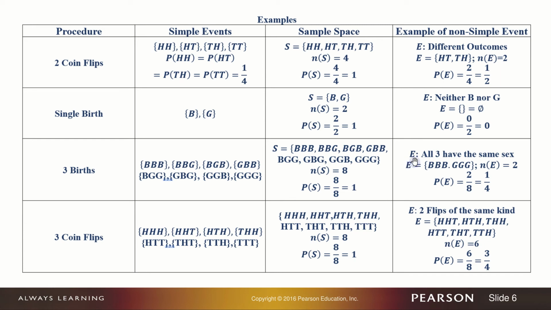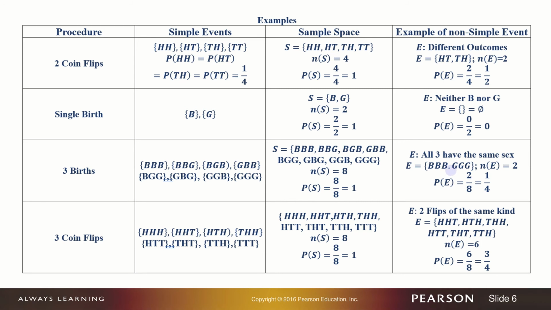Now, what about this non-simple event? What if you want to consider all three babies having the same sex? Notice that that event would comprise these two possible outcomes. This is supposed to be a comma here. For some reason, it became a period. Let me fix that. So that's a comma. You always separate them by commas.